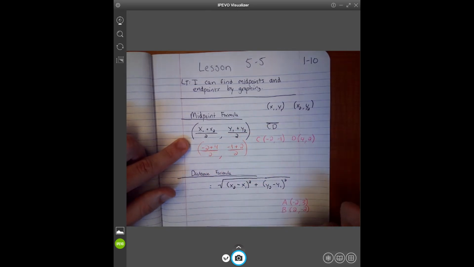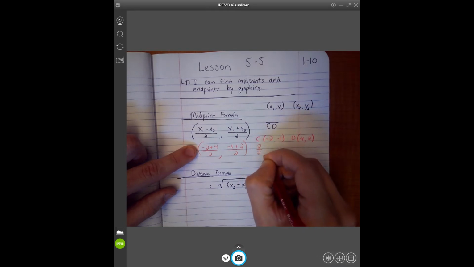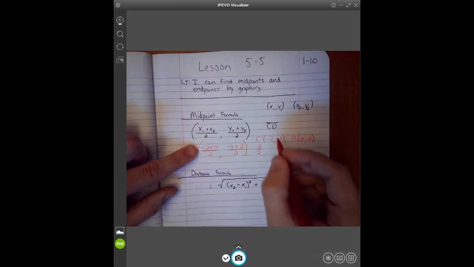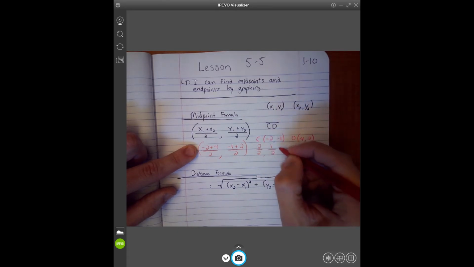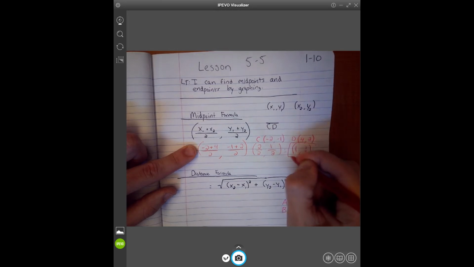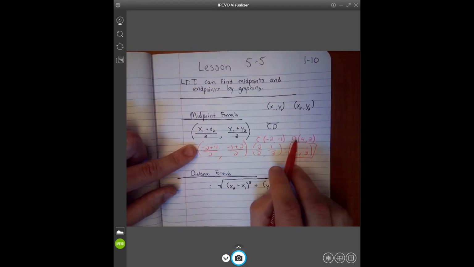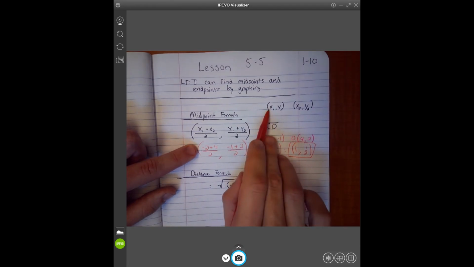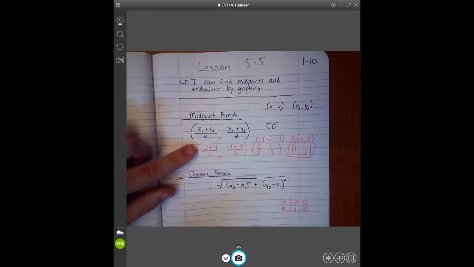-2 plus 4 is 2. So that would be 2 over 2. -1 plus 2 is 1 over 2. 2 over 2 is 1. So our coordinates would be 1, 1/2, or 0.5. That would be our midpoint for the line or array -2, 1, 4, 2. And again, all we did is plug these numbers in for this formula. That's going to be our midpoint formula.